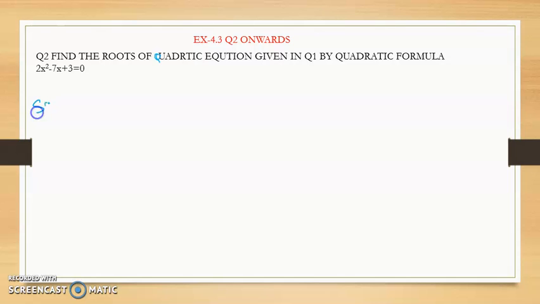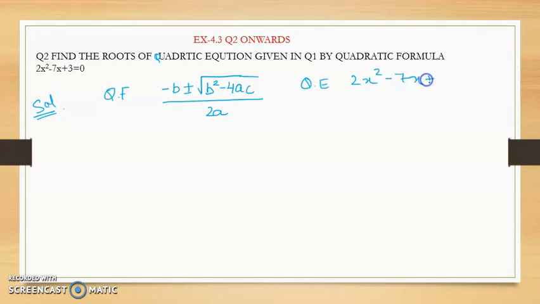So solution. First and foremost, it is saying solve by quadratic formula. So what is the quadratic formula? I have derived it, so you should remember it. Minus b plus minus under root of b square minus 4ac, the whole square root, upon 2a. This is the quadratic formula. Now see the quadratic equation given to us: 2x square minus 7x plus 3 is equal to 0. You have to solve this by the quadratic formula. You don't have to solve by splitting the term or by factorization.